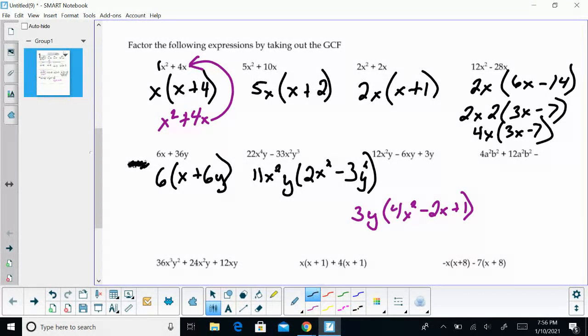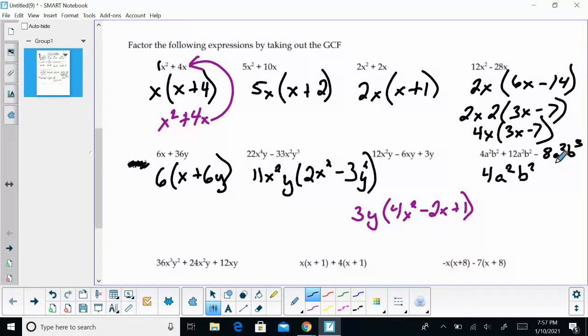Okay, the next one got cut off at the end, so I'm just going to rewrite in here what we got missing. Okay, looking at the numbers, what's my greatest common factor? 4. Looking at a, it's going to be a squared. Looking at my b, that would be b squared.